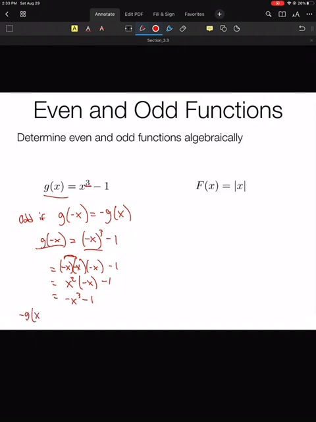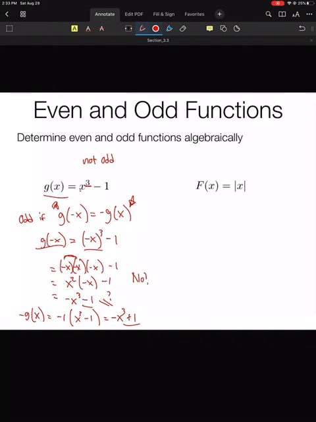What is negative g of x? Well, it's negative 1 times x cubed minus 1. And so when you distribute, you get negative x cubed plus 1. So, is this condition up here met? Are these two equal? And the answer is no, they aren't. One has minus 1, one has plus 1. So it turns out x cubed minus 1 is not odd.